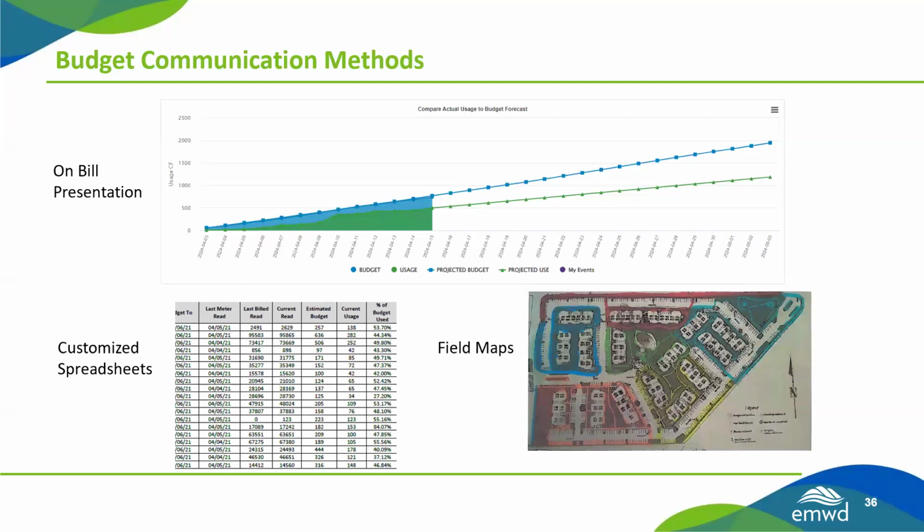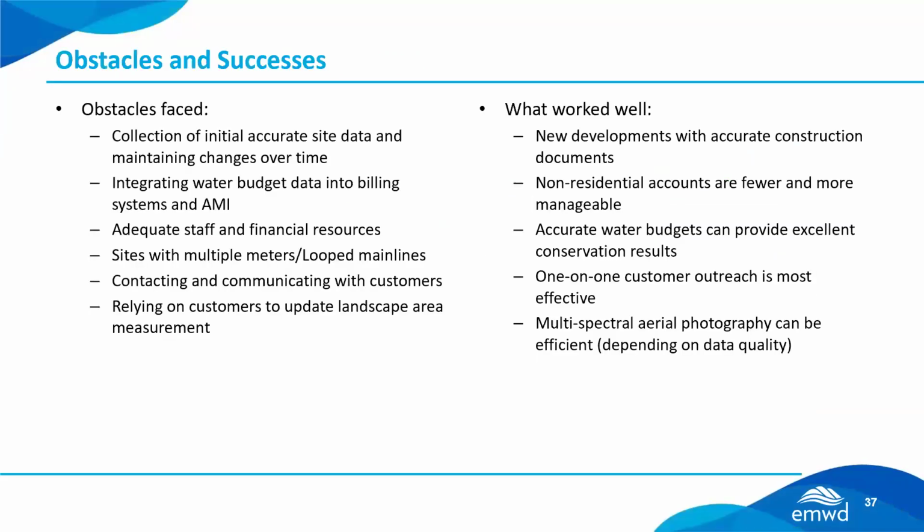Next slide. And then finally for me, the collection of site data is absolutely monstrous, and it doesn't just relate to the conservation staff, right? There are multiple departments involved in this budget process: billing, IT, our GIS group, our conservation group. A lot of hands working on this. It's expensive and it's complex.